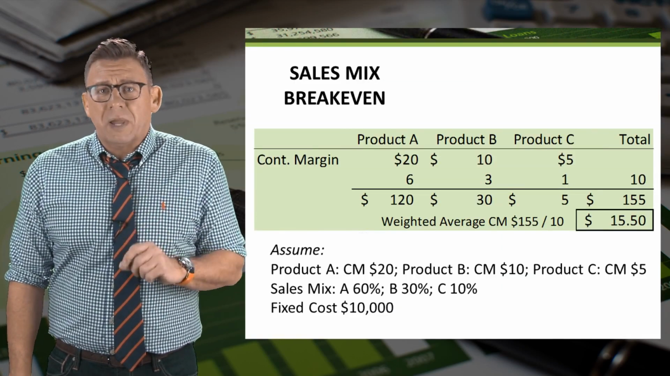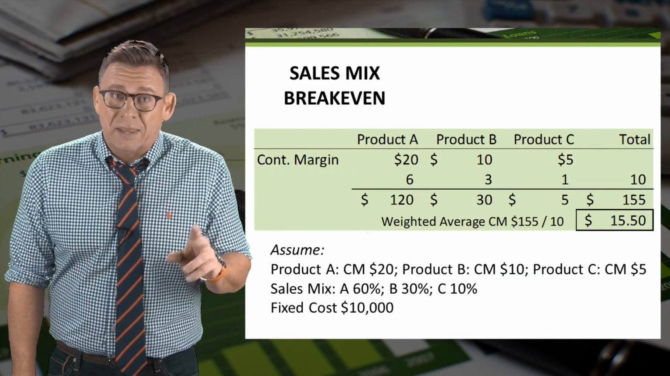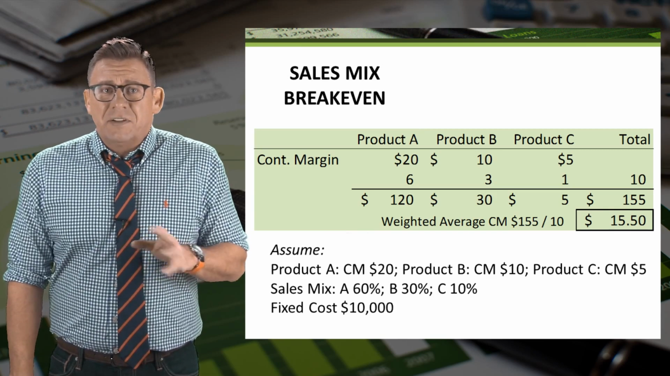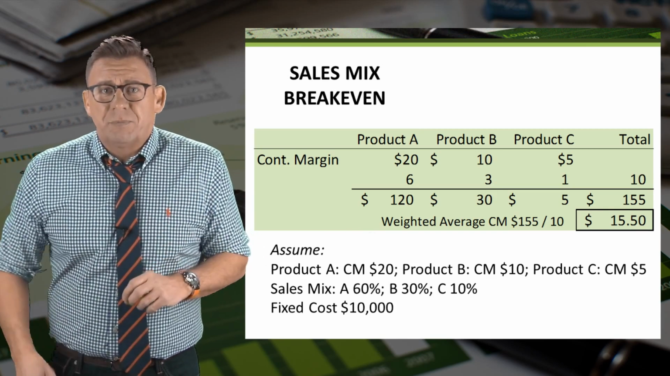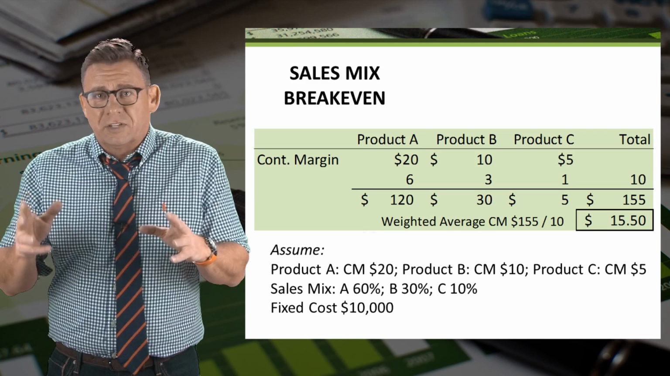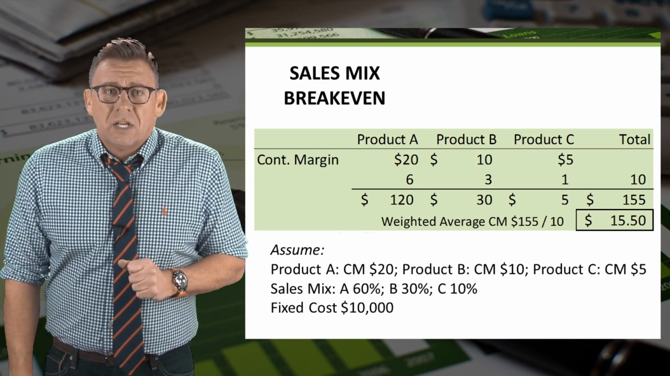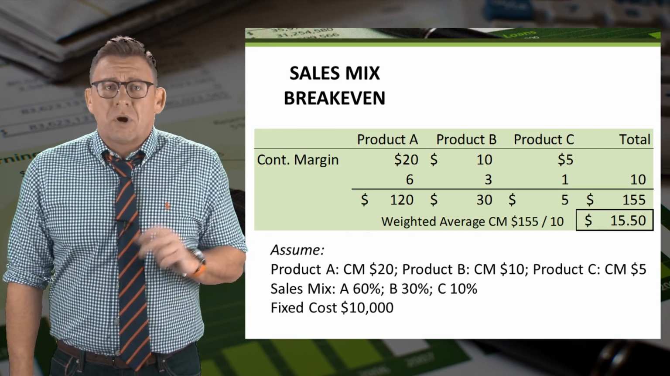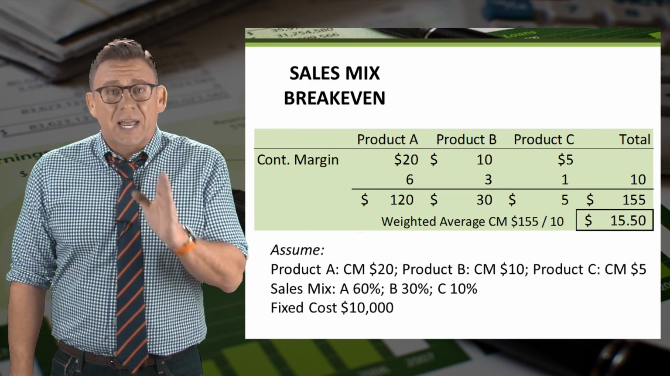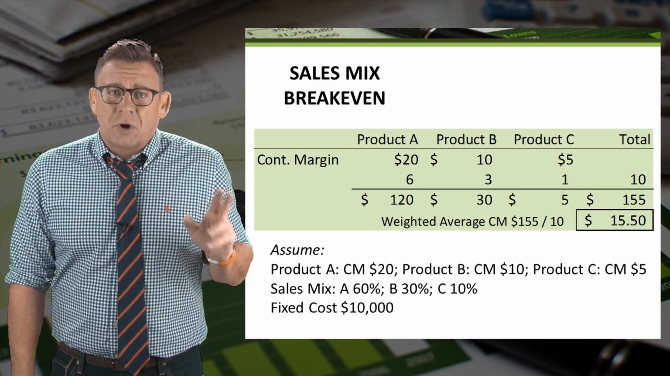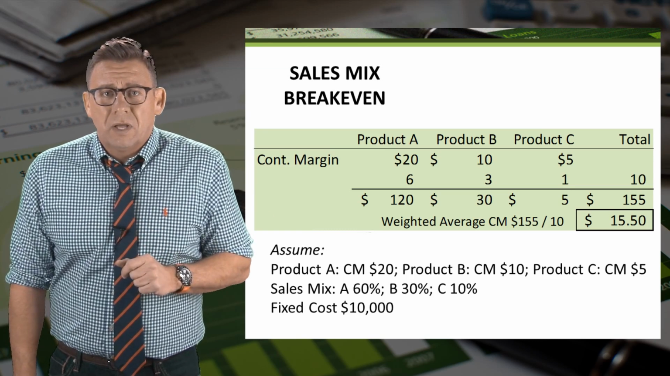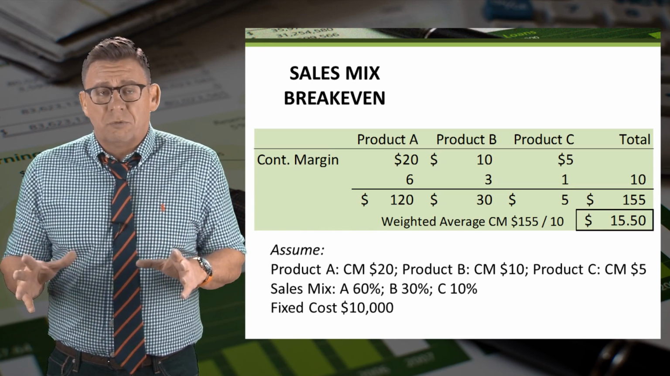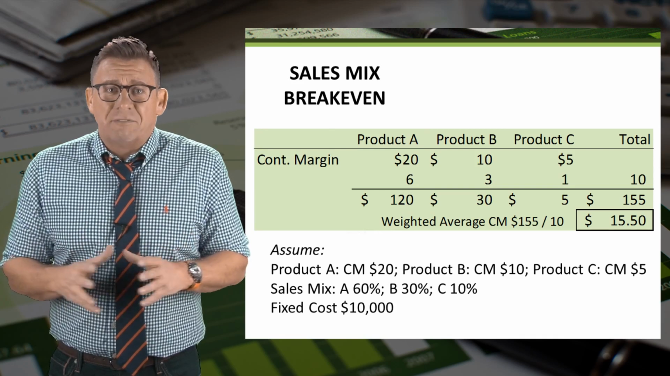So first we multiply the product contribution margin by the product mix. In this case I used 10 units because that gives me 6 plus 3 plus 1 for a total of 10. So product A is 20 times 6, product B is 10 times 3, and product C is 5 times 1. This gives us a total contribution margin of $155.